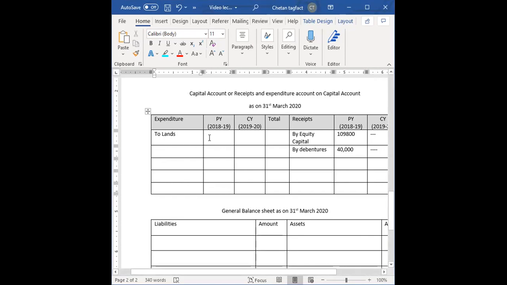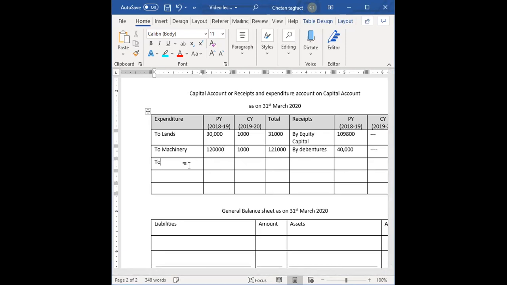So first item is lands. So during the last year, the previous year, we have acquired 30,000 worth of land, and in the current year we have purchased only 1,000. So it amounts to 31,000. So the next fixed asset we have is machinery. So how much we have? In the last year we have acquired 1,20,000 and in the current year we have 1,000. So we have 1,21,000 total machinery as at the end of 1920.